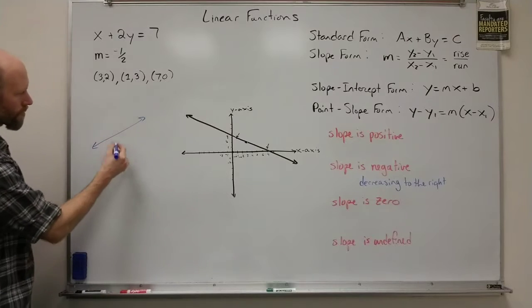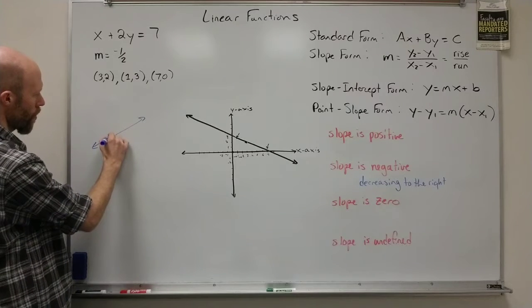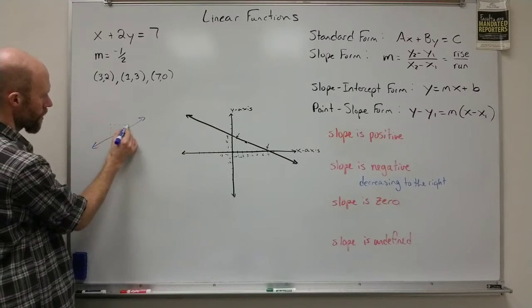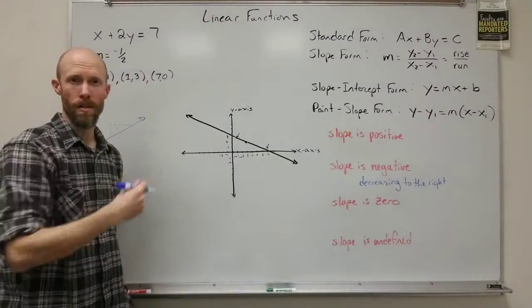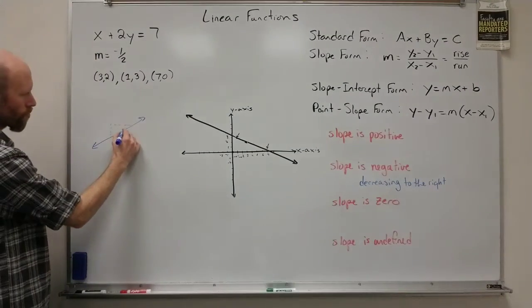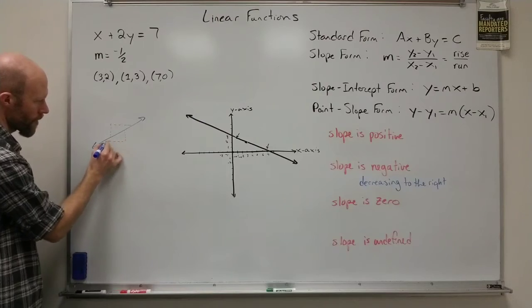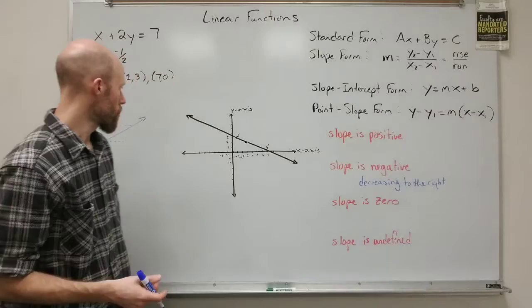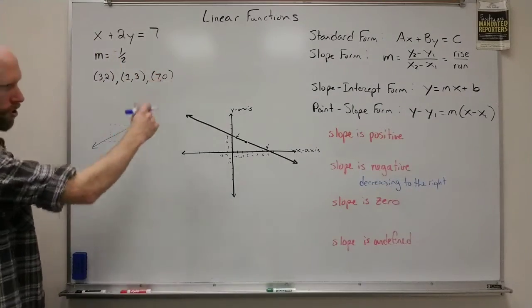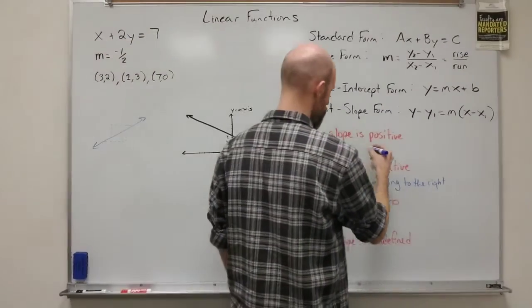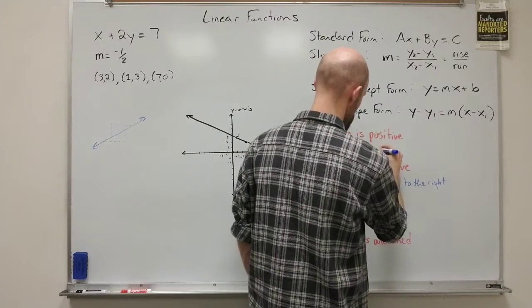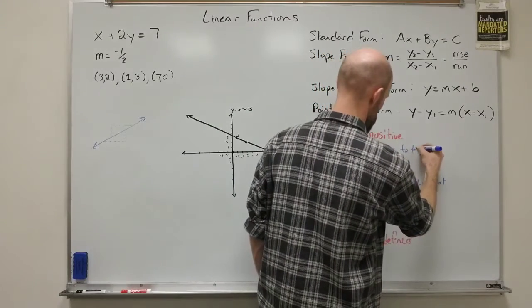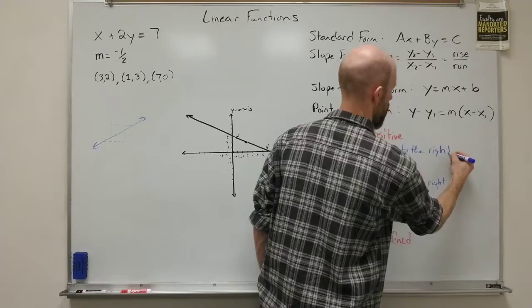If your slope is positive, you have a rise that's positive and a run that's positive, so they're going up and right. Or you could think of it as a rise that's negative and a run that's negative, and their ratio, the negatives cancel out, and you still get a positive slope. So either way you look at it, you get this going up to the right. So a positive slope gives you an increase to the right. Okay.